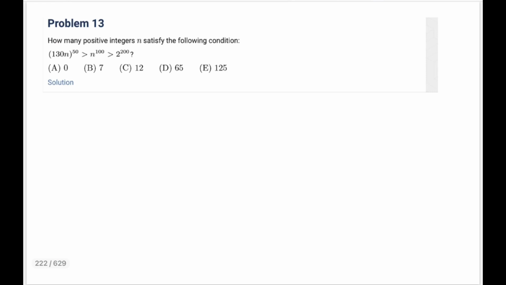Problem number 13. How many positive integers n satisfy the following condition? (130n)^50 is greater than n^100, which is greater than 2^200. Okay, so let's first focus on this one. (130n)^50 is greater than n^100, right?